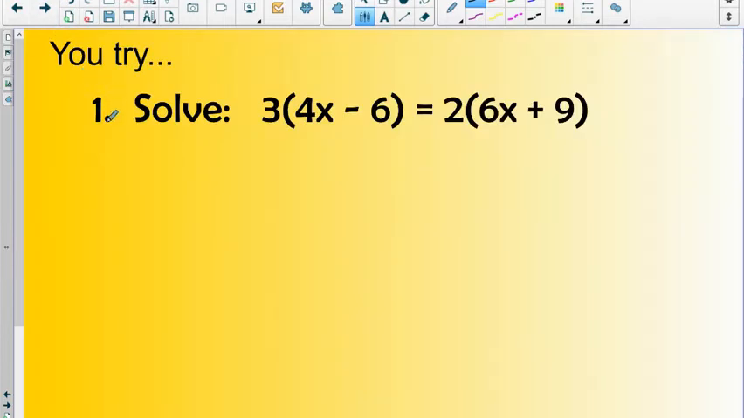So let's take a moment to try practicing a little bit of solving a multi-step equation, but also incorporating this idea of a special equation. Okay, so what I'd like you to do is go ahead and pause the video and try this on your own. See how far you get.